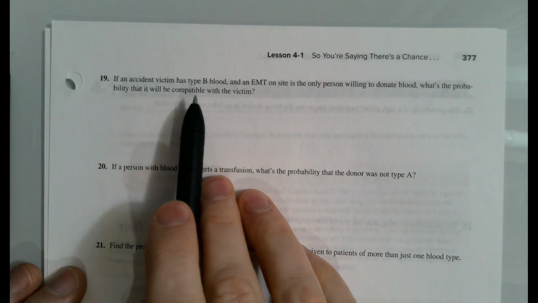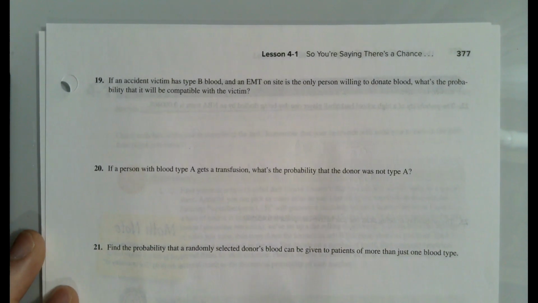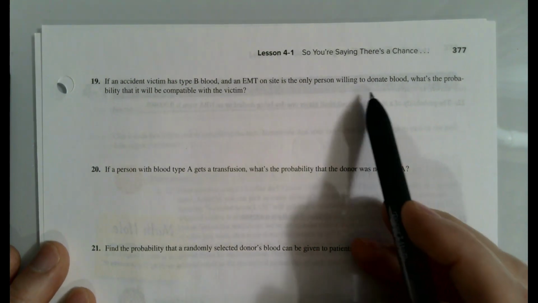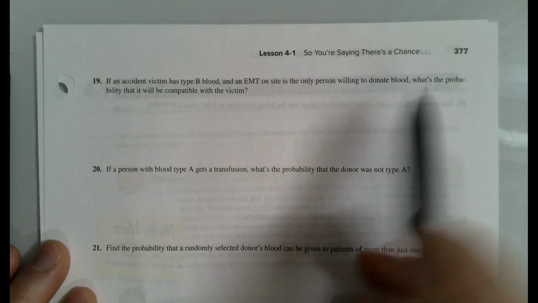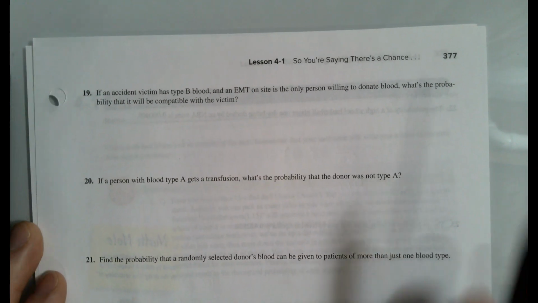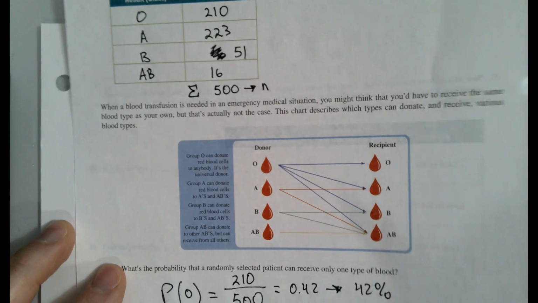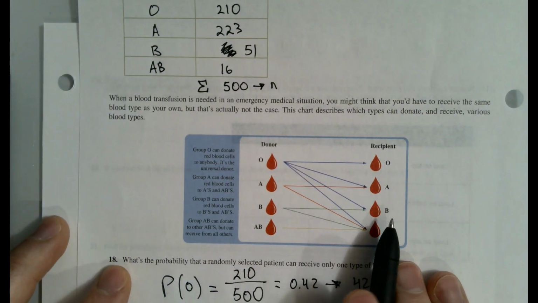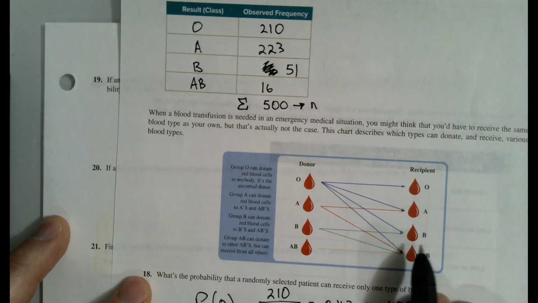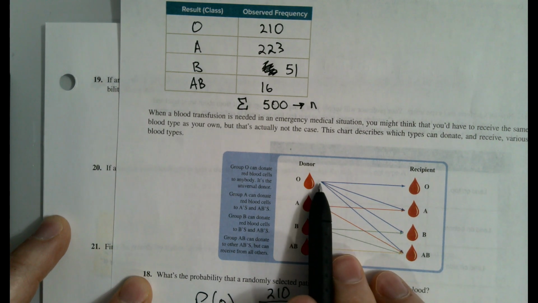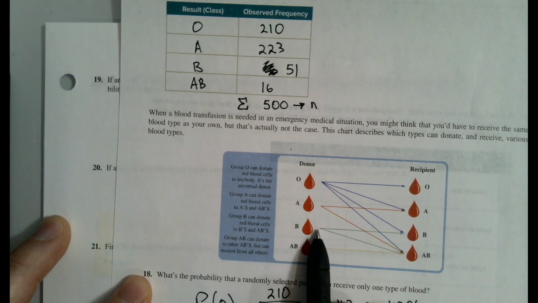How about if we've got an accident, a victim has type B blood, and an EMT is on site, the only person willing to donate blood? What is the probability that it will be compatible with the victim? Okay, well, a victim that has type B blood can only receive blood from someone who has type O and type B blood.